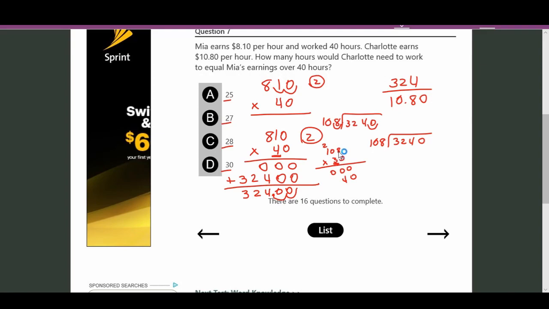3 times 8 is 24. Carry the 2. Yep, I did make a mistake. Let me start that over so that you can see it. Sorry about that.